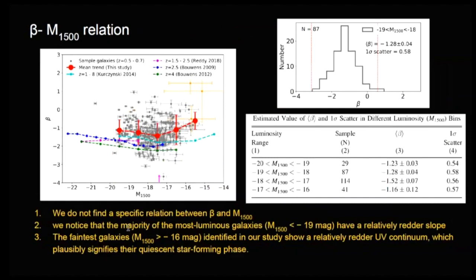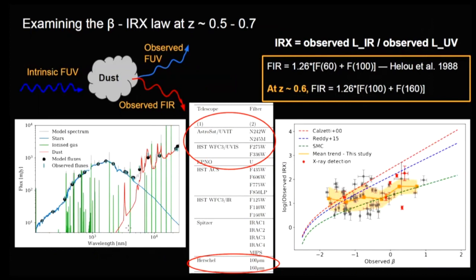Now, in the other relation, between beta and the UV absolute magnitude, different studies talk about this relation. Some find that more luminous galaxies are redder, but in our case we don't see any specific trend, which is also reported by some other people. There is a slight trend of the fainter galaxies to show a little redder continuum slope here. So we are following up this work with the beta-IRX relation.